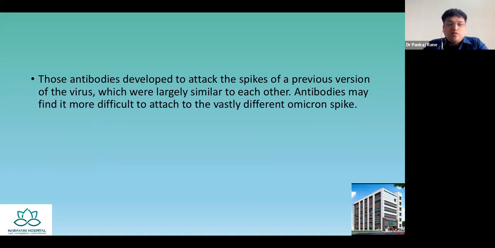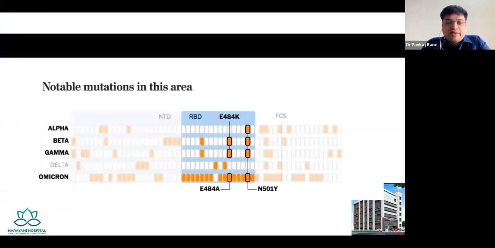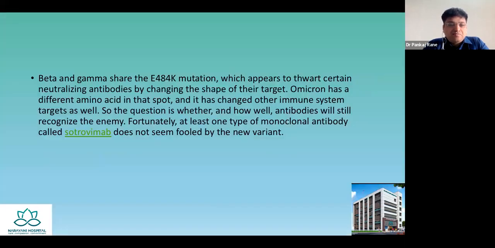So these antibodies were developed to attack spikes of previous versions of the virus, which were largely similar to each other. Alpha, Delta, Gamma all had almost similar features, so they were all active against these things. But antibodies find it more difficult to attach to the vastly different Omicron spike. And that's why we are getting infection in this.